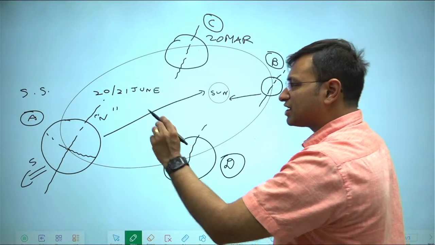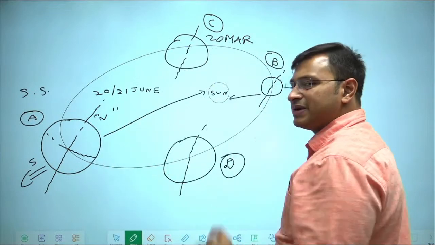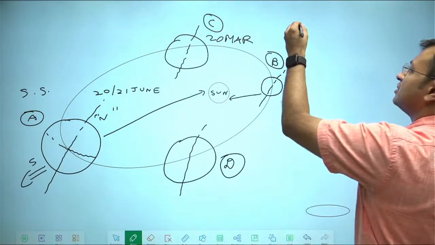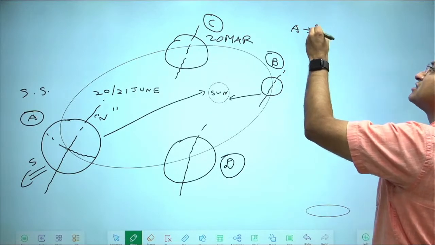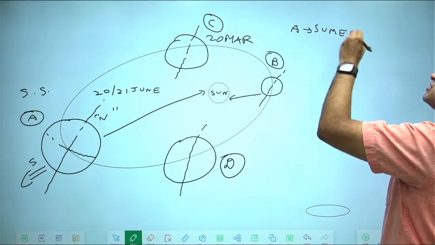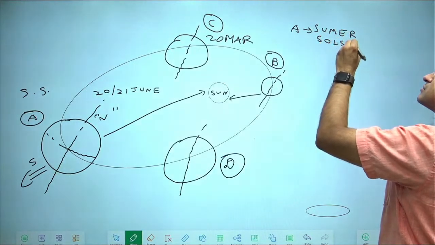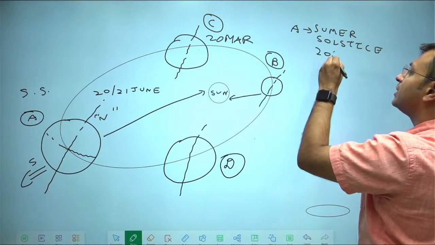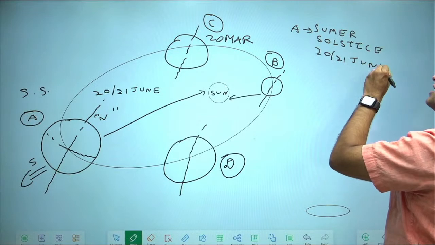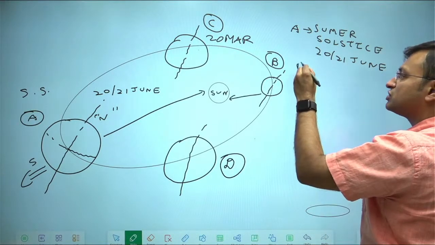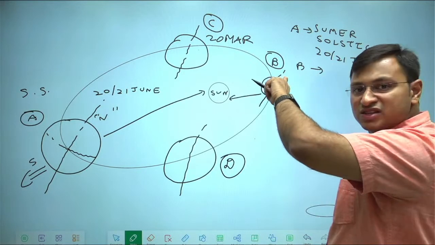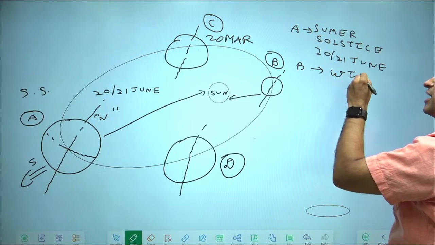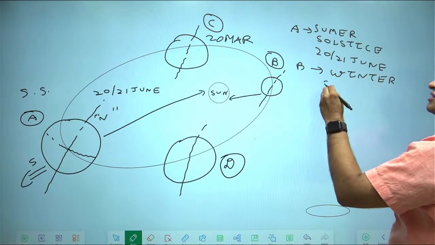Okay, so position number A, where the northern hemisphere points directly at the sun, is called the summer solstice. Every year it will happen on 20 or 21st of June, wherein the northern hemisphere points toward the sun. Position number B, wherein the northern hemisphere is pointing away from the sun and the southern hemisphere is pointing directly towards the sun, is called the winter solstice.